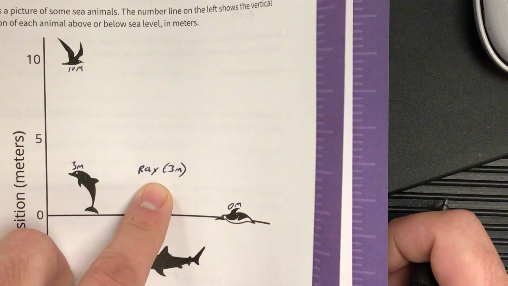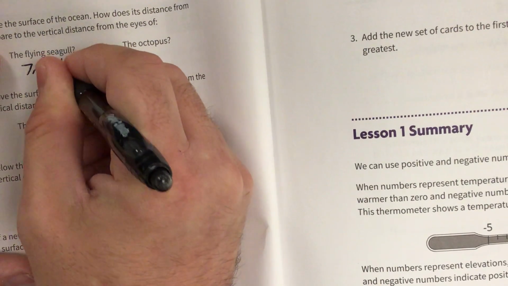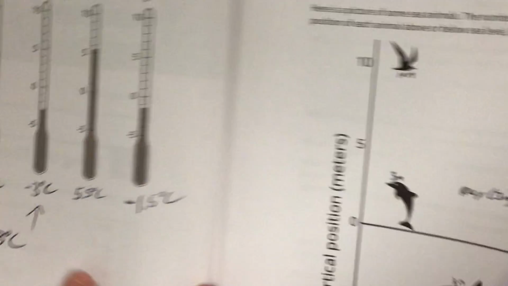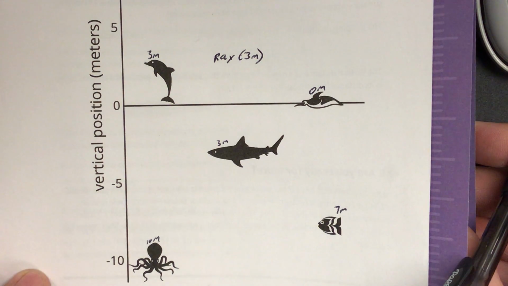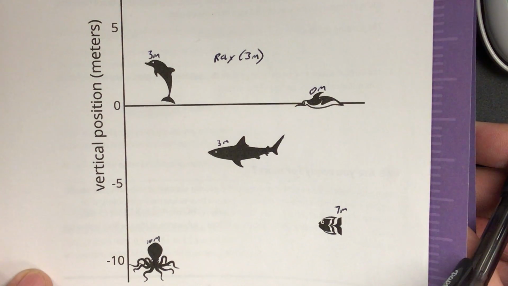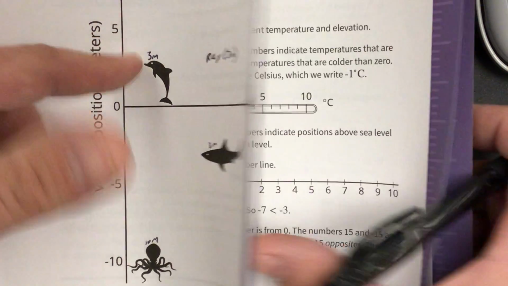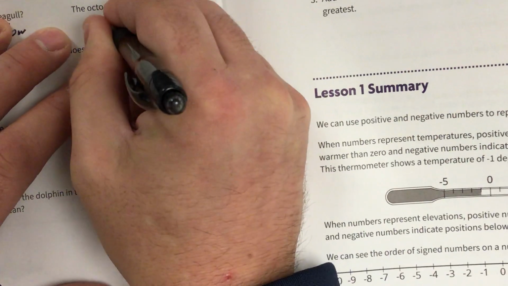All right, so how far does that compare to the dolphin? So above or below the dolphin? Or the same, right? So he is 0 meters different from the dolphin. All right, compared to the seagull. Yes. 7 meters below the seagull. From the octopus. Careful. Yeah, it's 10 to here and then another 3 up. So it's 13 above the octopus.